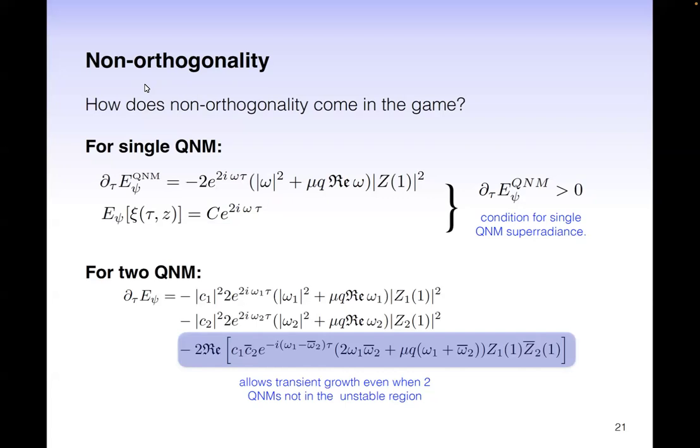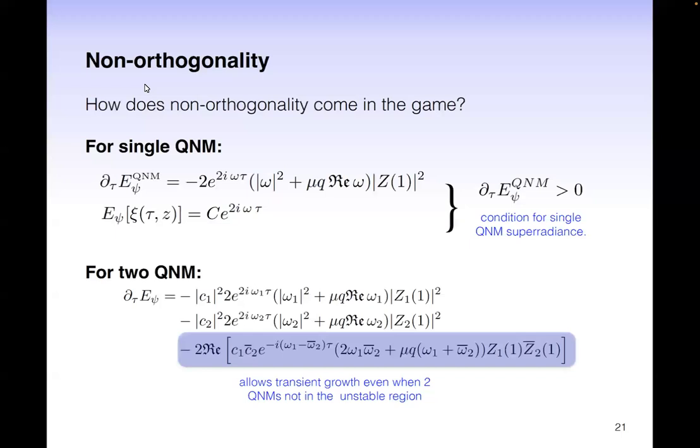Okay, so we get an expression like this. Demanding that this time derivative is positive gives us precisely the superradiance condition. So this is just an alternative way of deriving those conditions that typically people get by thinking in terms of scattering.